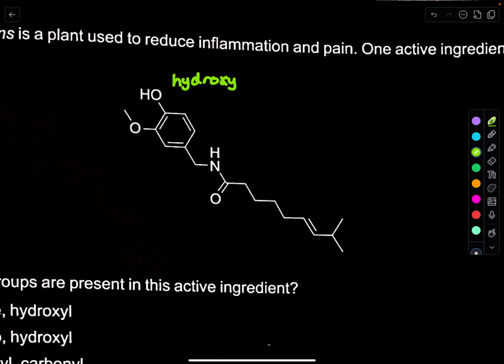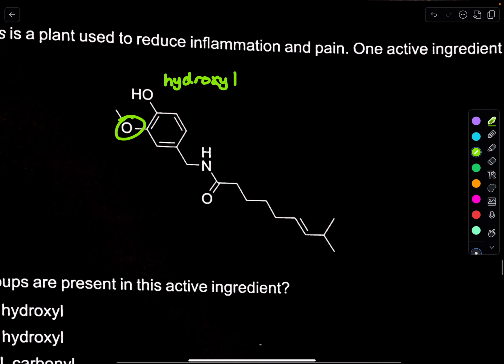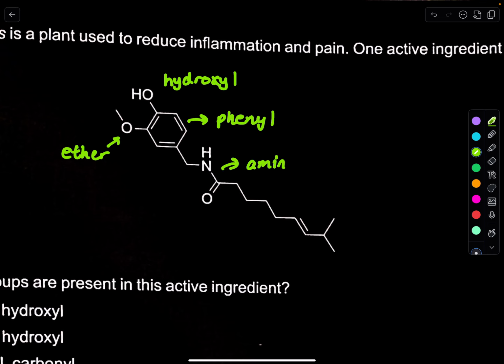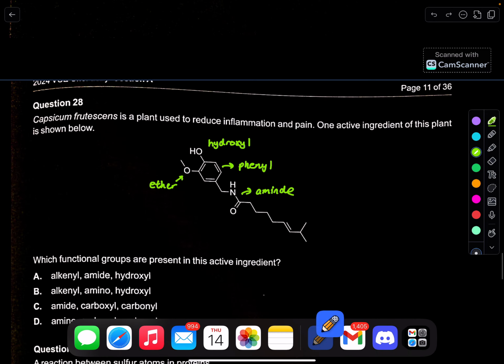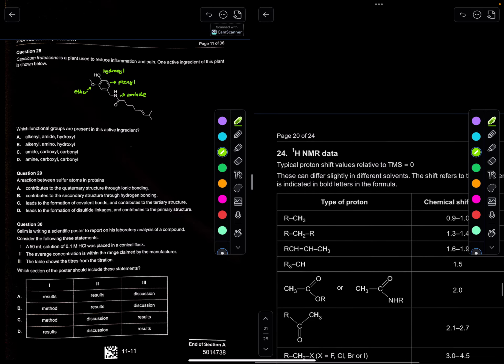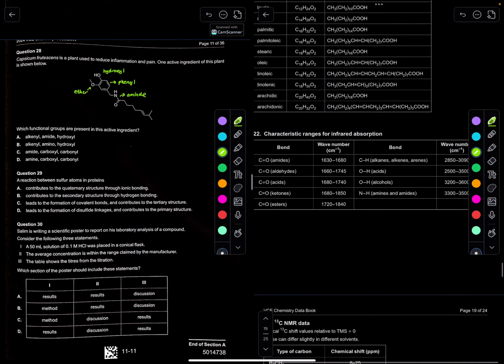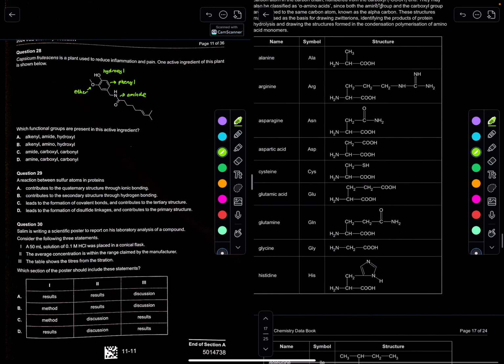This part here is actually an ether, by the way. This here is a phenyl group. When it's a benzene ring, we call it a phenyl group. This here is an amide bond, and there's a carbon double bond. I think they also consider carbon double bonds a functional group. I remember looking at it in the data book once. It was there. Where is it?